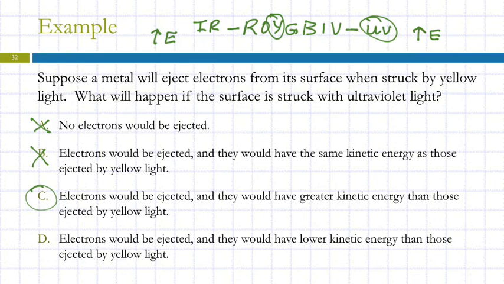Always read the last one, though. Electrons would be ejected, and they would have lower kinetic energy than those ejected by yellow. No. Does that make sense?